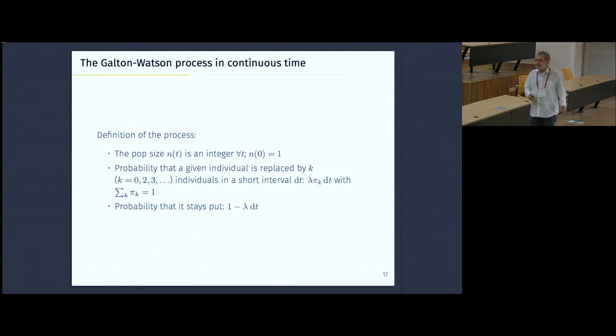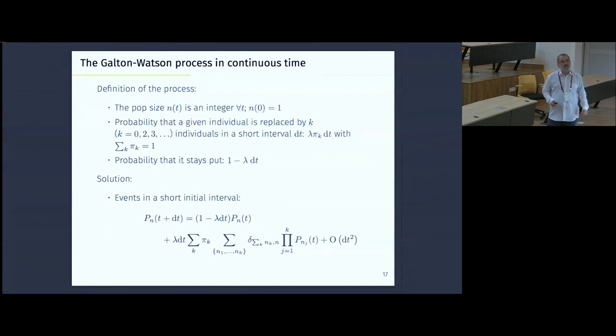And I put this lambda, which is a sort of a time scale. And with the sum over k, pi k, equals 1. So pi k is defined for k equals 0, or k equals 2, 3, 4, and so on. And there is a probability to stay put, which is 1 minus lambda dt. This is a slight twist with respect to what we had. And then you do the same thing, more or less.